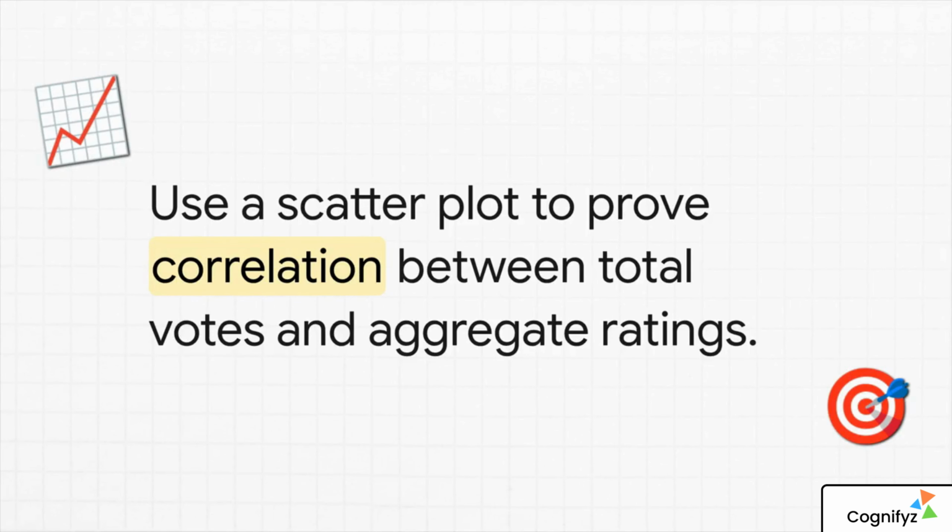We also need to single out our absolute highest and lowest voted restaurants. By plotting total votes against aggregate ratings on a scatterplot, which again is a total breeze with Seaborn, we can prove whether or not there's a real statistical correlation between the sheer volume of engagement a restaurant gets and the final rating it ultimately receives. It visually shows us if raw popularity actually equates to quality.